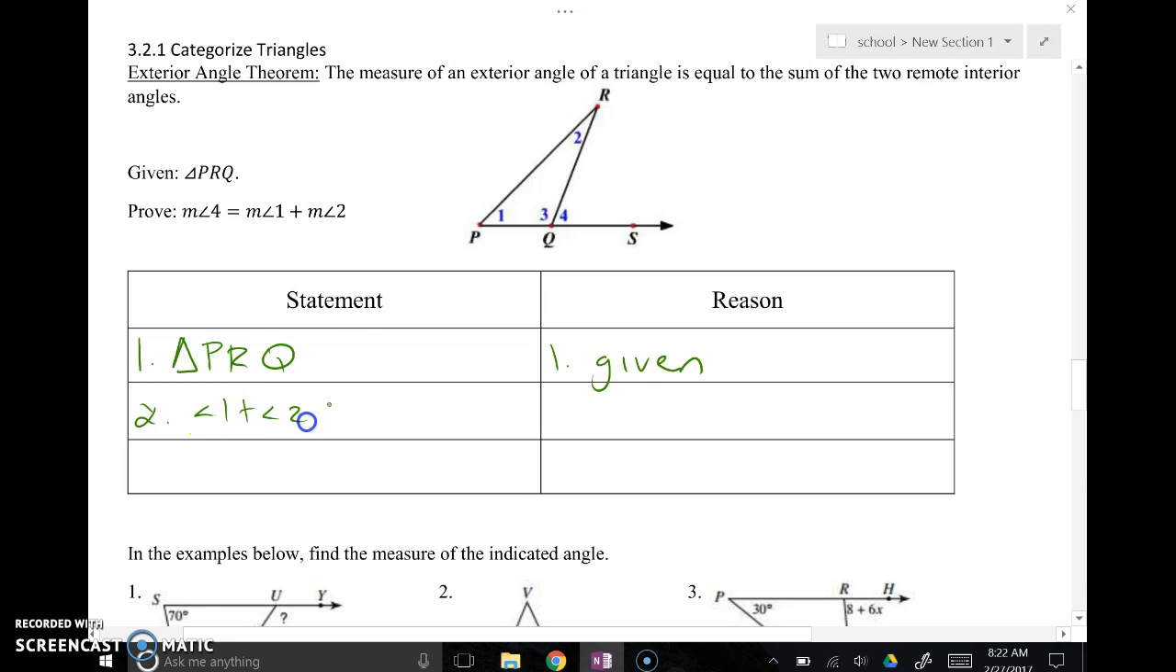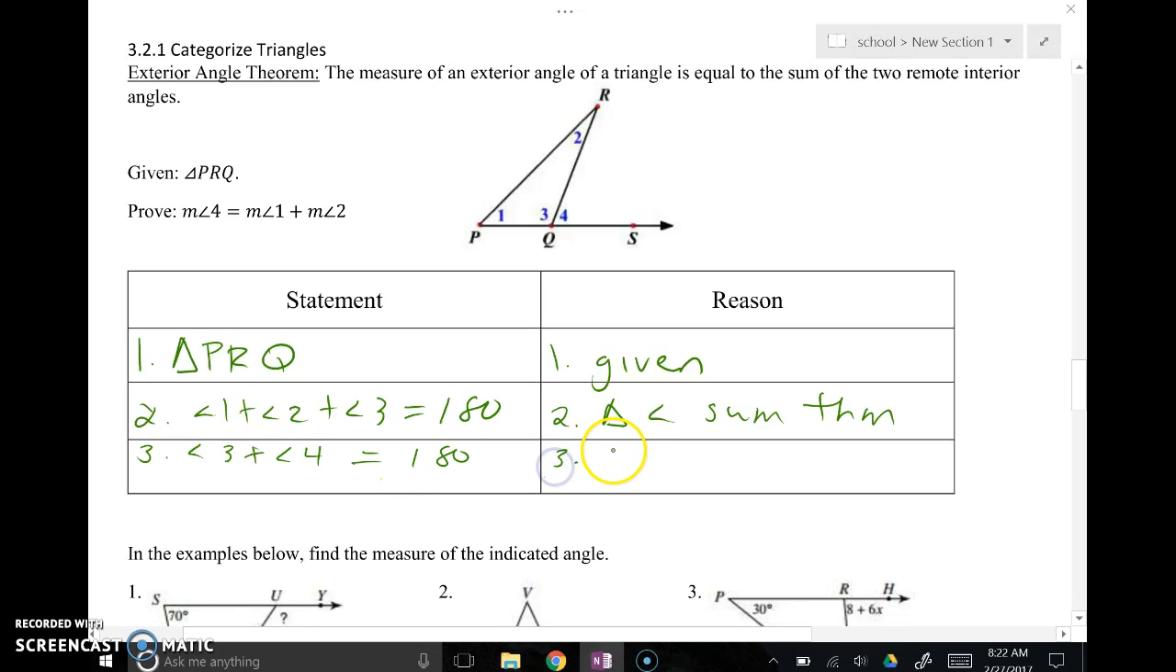Angle 1 plus angle 2 plus angle 3 equals 180. And that is the triangle angle sum theorem. So now, if I know that PRQ is a triangle, and I know that angle 1 plus angle 2 plus angle 3 adds up to 180, I also keep in mind that 3 and 4 are a linear pair. So my step 3 should be that angle 3 plus angle 4 equals 180.